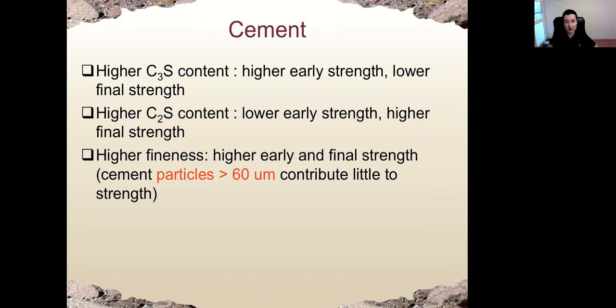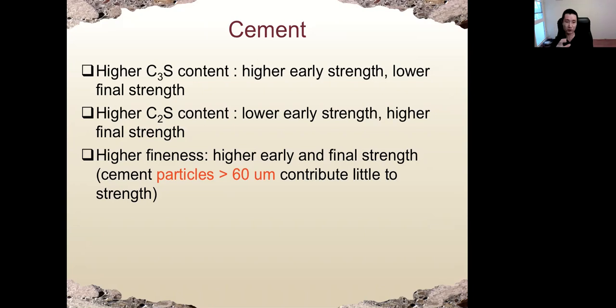Then let's look at cement composition. This is old knowledge. When we increase the C3S percentage, we will have higher early age strength, but lower final strength. With higher C2S content, we have lower early age, but higher final age strength. We talked about this in early lectures. That is because the hydration speed of C3S is faster compared to C2S.